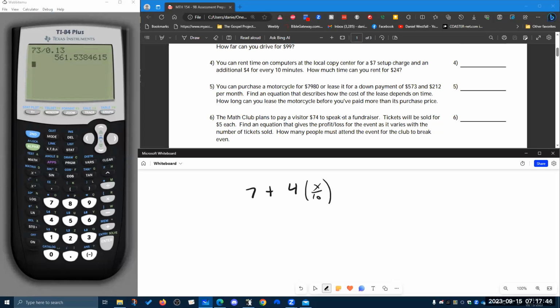So let's figure out if we are getting charged $4 every 10 minutes. That means that we're getting charged 40 cents a minute. So let's write it that way. So we have X is equal to the number of minutes. Now they're actually charging you in 10-minute rates, but we're just going to pretend that they charge you per minute.